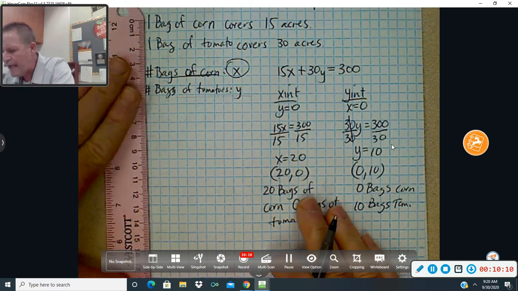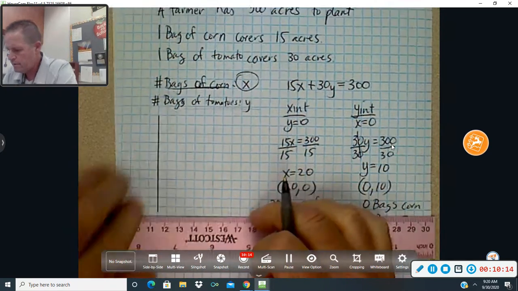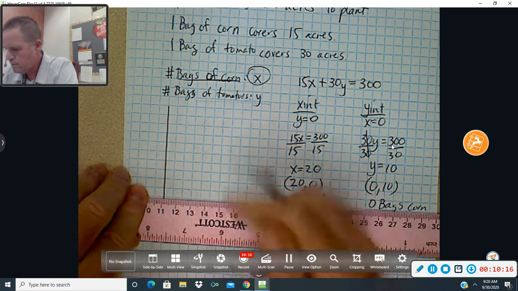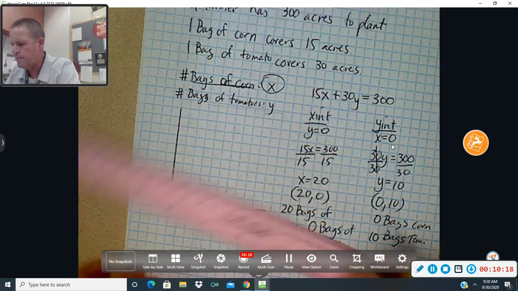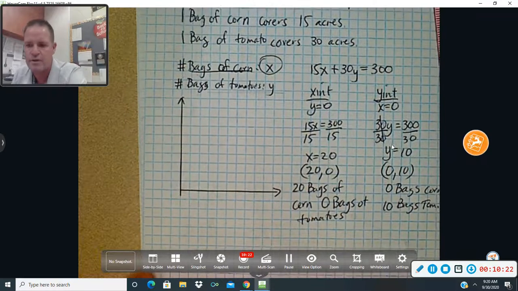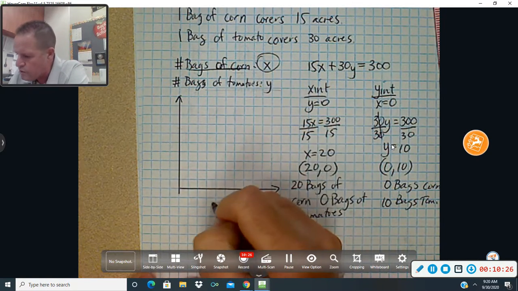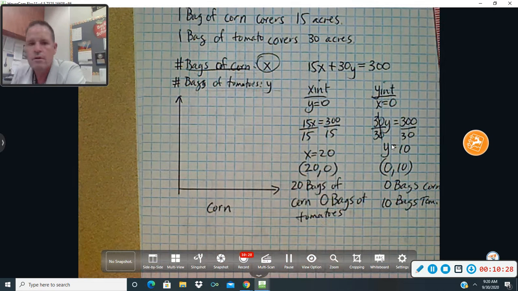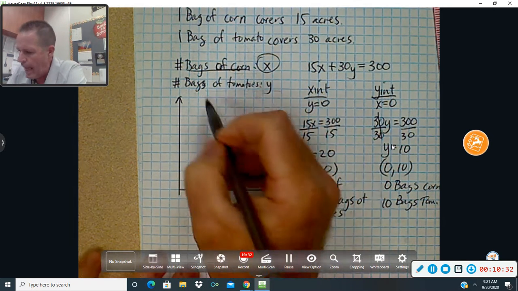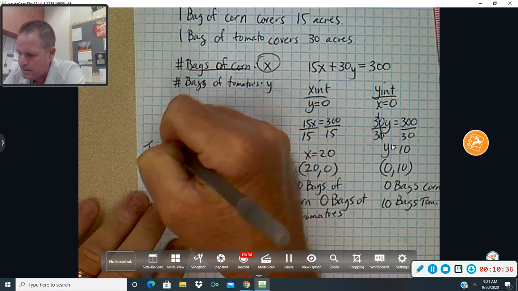Okay? Now, the graphing part of this. Because there is no negatives, we're going to do a one-quadrant graph. You've been making one-quadrant graphs since second grade. Now, the X is corn, so I'm going to label the X-axis as corn. And Y is tomatoes, so I'm going to label the Y-axis as tomatoes.